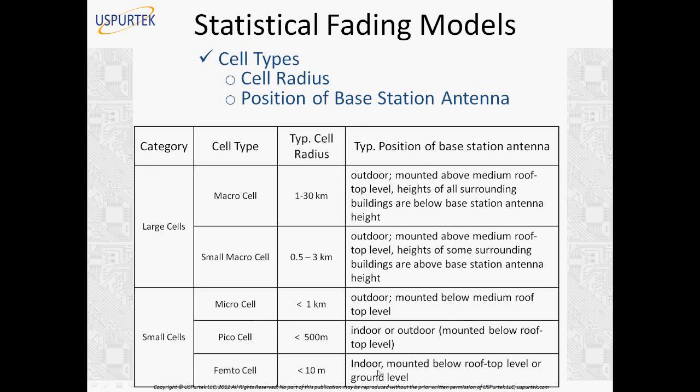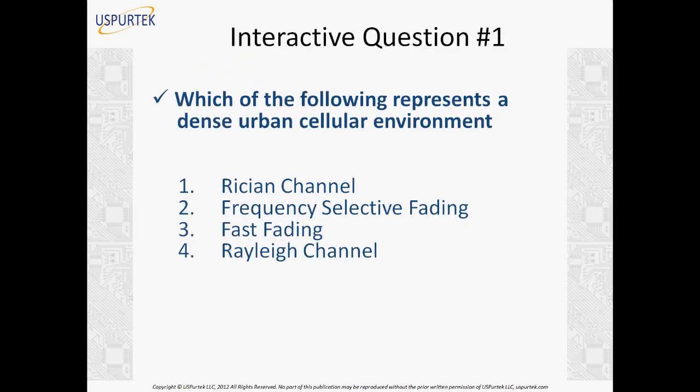And if it's within a big hall, or at your home, or at your small business, it could be indoor. In a femtocell, it could be indoor, mounted below rooftop level or at ground level. So let's move on. It's just a classification of cells, different types of cells, and how the position of the base station antenna changes.